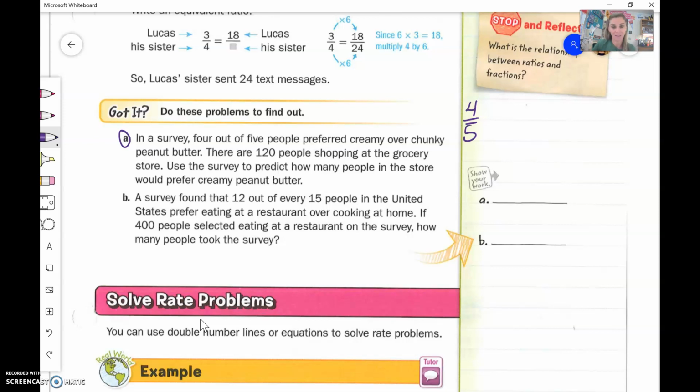I don't know why, I really like chunky, but whatever. Apparently I'm the oddball out, because only 1 out of every 5 likes chunky, but that's okay.